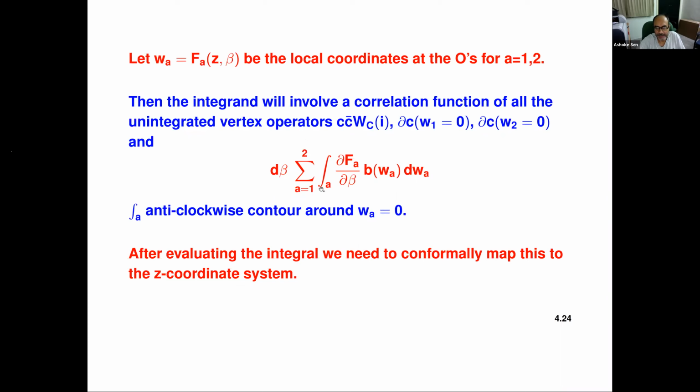Then you have an integral. This integral has to be done one at a time. So this gives an anti-clockwise contour around the a-th puncture, which in this case is located at w_a equal to 0. You compute del f_a del beta. This means that you compute the derivative of f_a with respect to beta at fixed z. Then multiply by b(w_a), integrate over dw_a. This is a contour integral around this. And after you have done this, we have to conformally map this to the z coordinate system, by using that f that we introduced earlier.